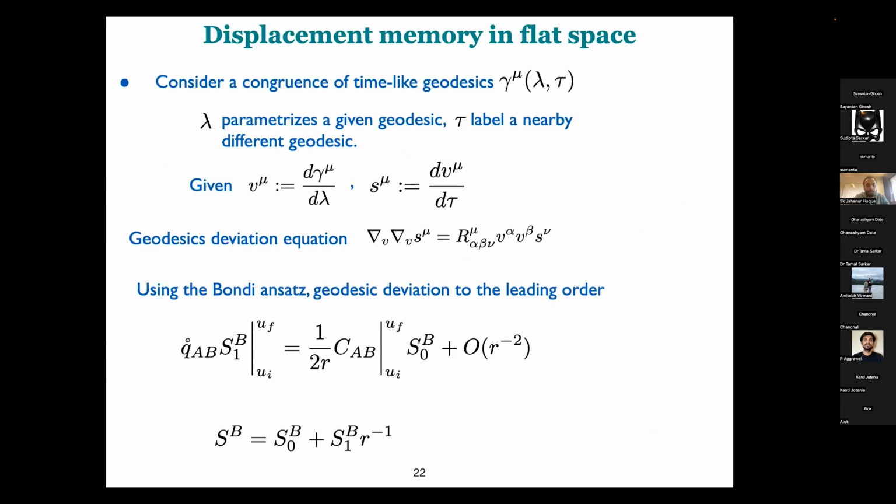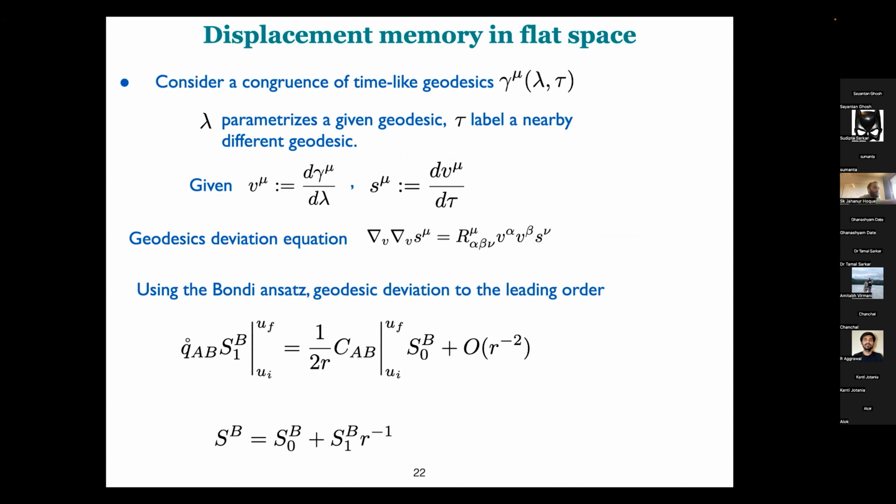And now, let's compute what the memory effect is in flat space-time first. To compute the memory effect, you just compute the geodesic deviation equation. But as we are in the boundary frame, we want to compute the geodesic deviation equation in the boundary frame. Once you do that, you see that to leading order, it is related to the CAB.